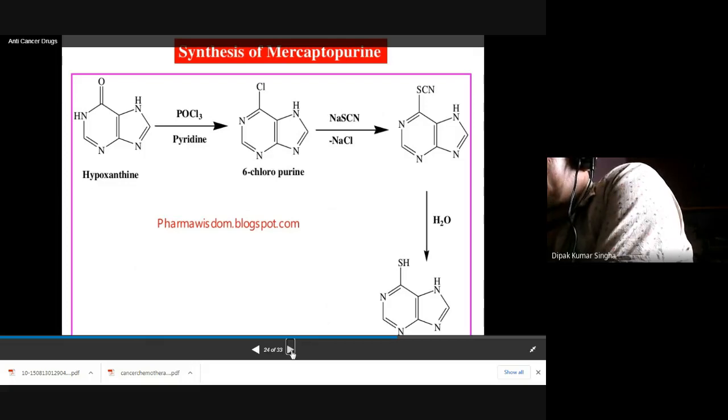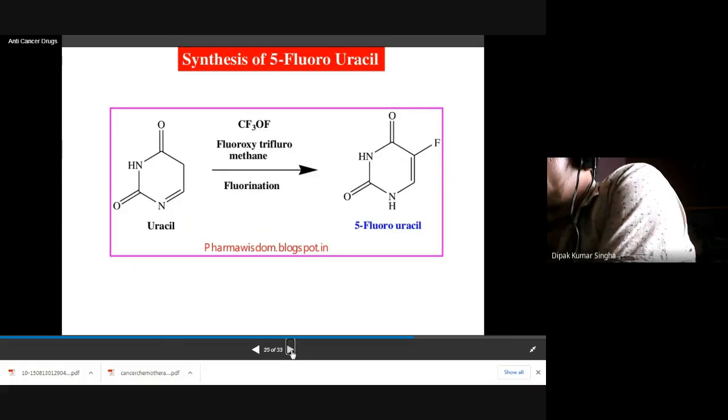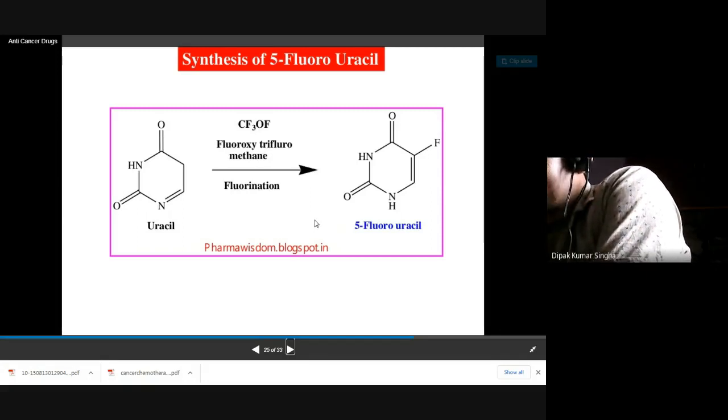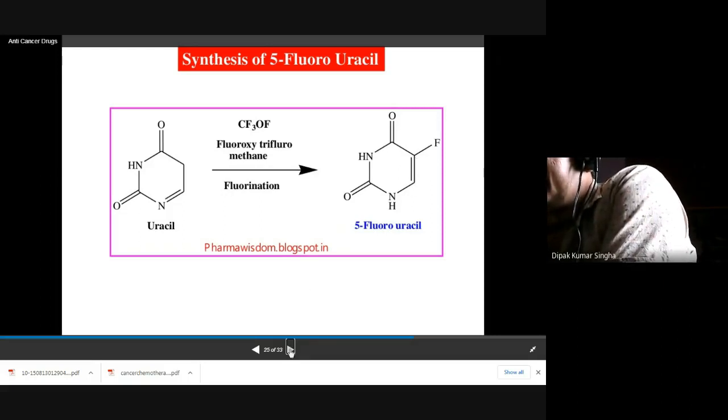So these are another most important, hypoxanthine and 6-chloroquine and H2. That means it produces the fluorination of 5-fluorouracil. How does uracil with fluoroxy trifluoromethane form 5-fluorouracil? So I think it is almost the cheapest or easiest process by which this anti-cancer drug is made. At position number 5, the fluorine is incorporated, and that gives the great anti-cancer activity.